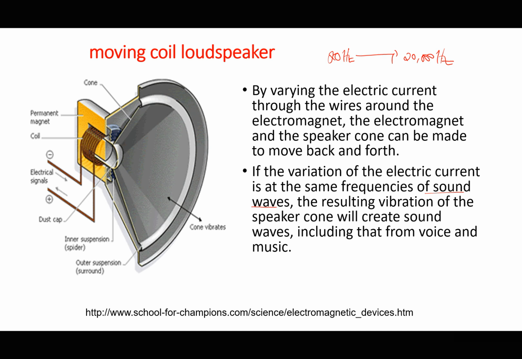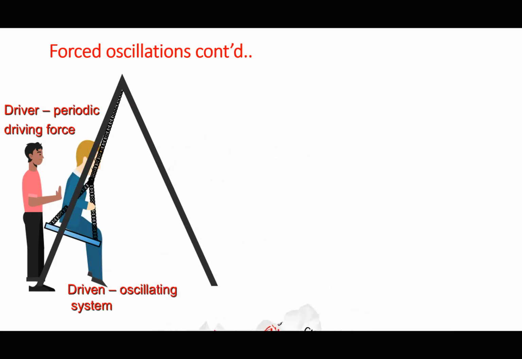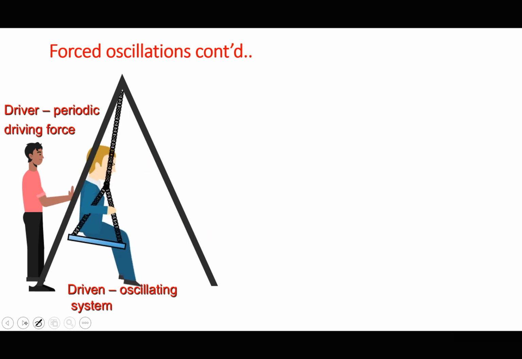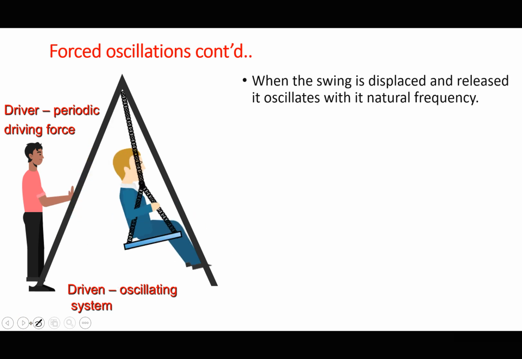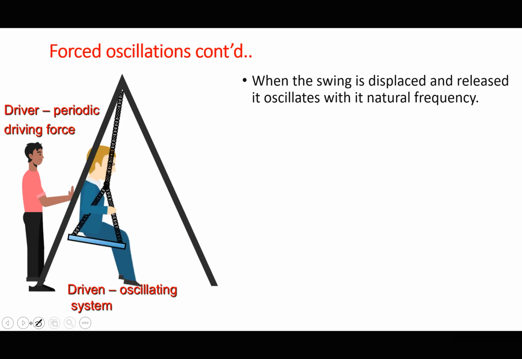So those are called forced oscillations or forced vibrations. I've also talked about a child on a swing, for example. A child on a swing is an everyday example of forced oscillations. When the swing is displaced and released, it oscillates with its natural frequency.